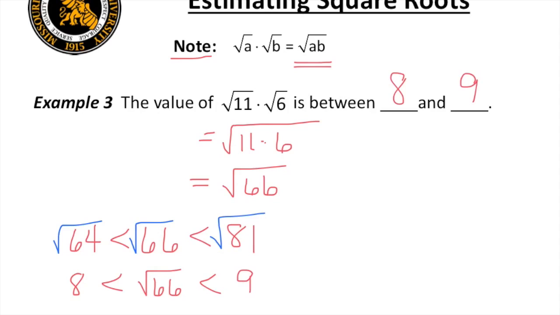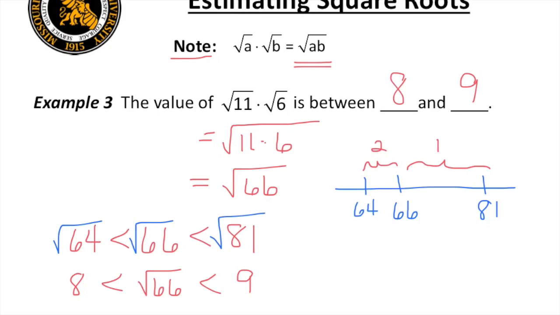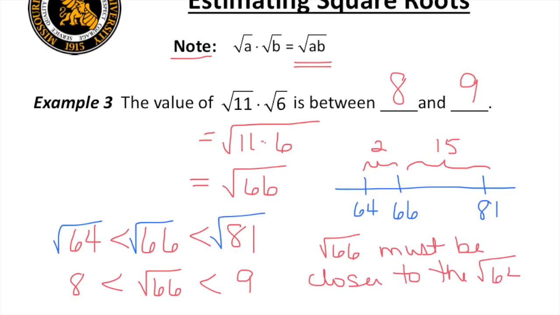Furthermore, if we consider the number line, 66 is closer to 64 than it is to 81. 66 is only 2 units from 64, but it's 15 units from 81. What this means is that the square root of 66 must be closer to the square root of 64, which we know is 8. So that means that the square root of 66 is going to be closer to 8 than it is to 9.